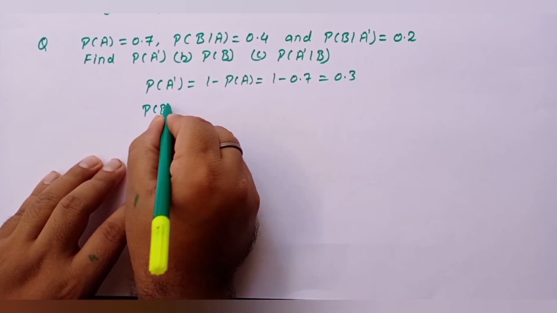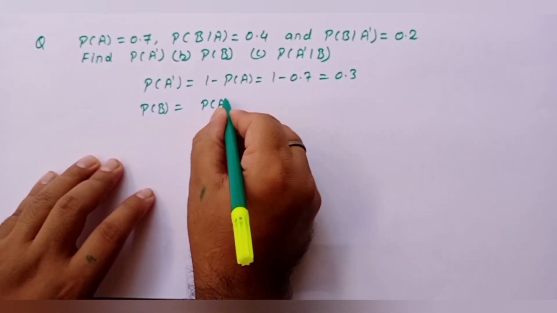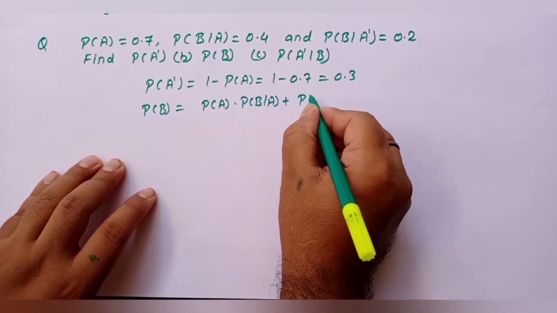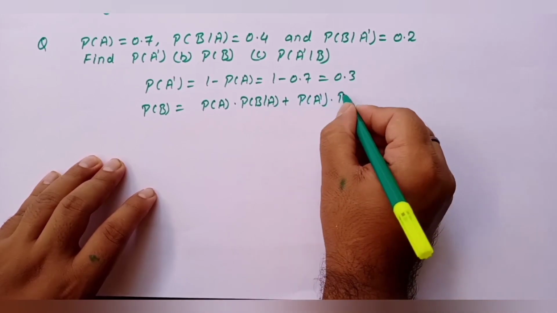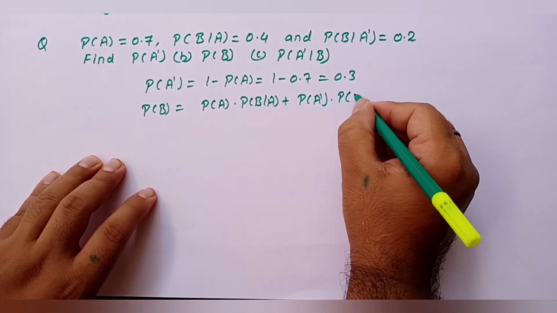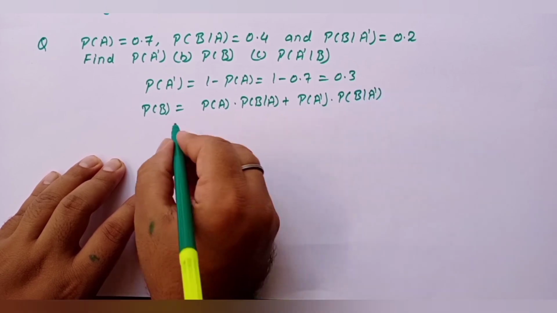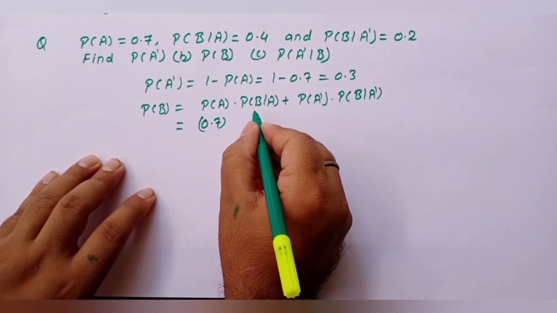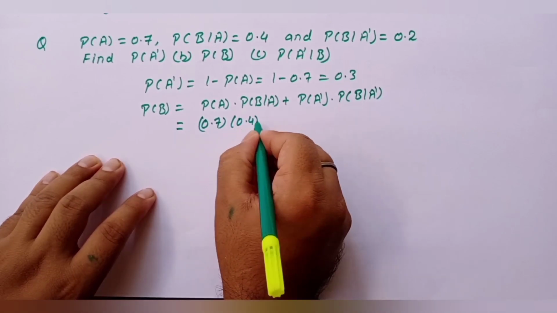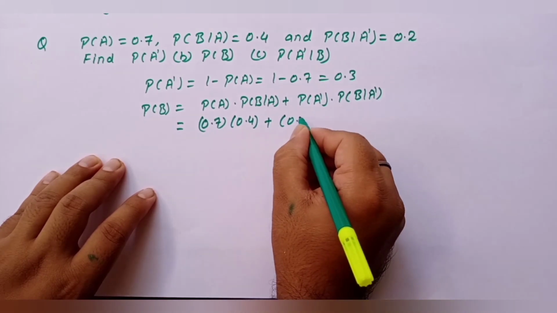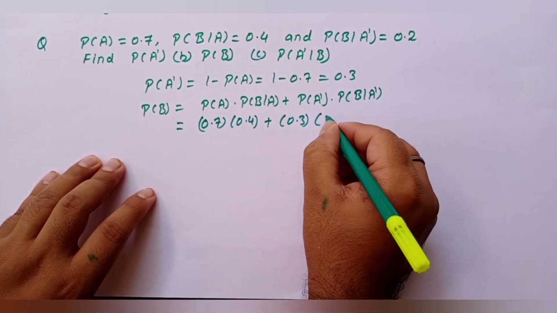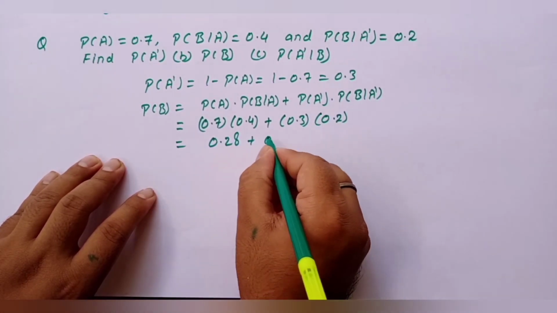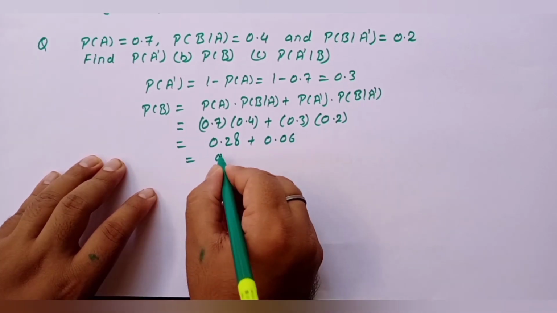Probability of B is given by probability of A into probability of B under A plus probability of A complement into probability of B under A complement. So probability of A is 0.7, probability of B under A is 0.4, probability of A complement is 0.3, and probability of B under A complement is 0.2. So 0.28 plus 0.06, that is 0.34.